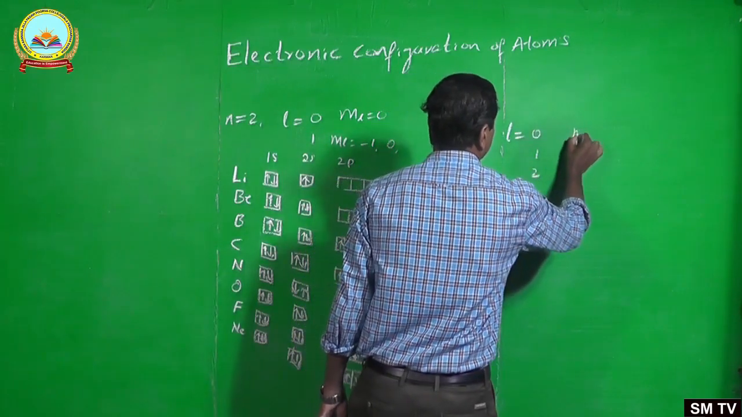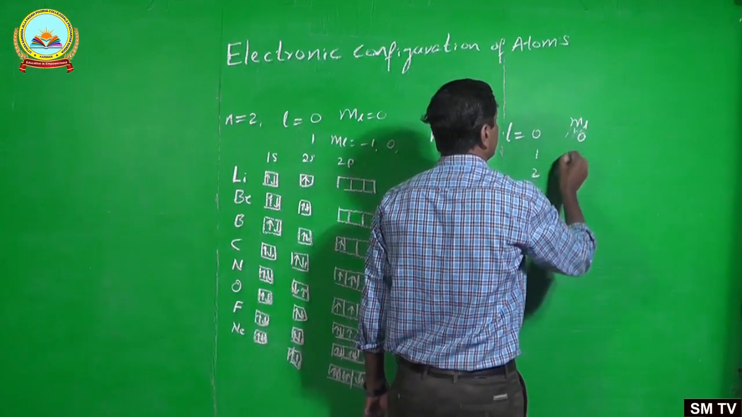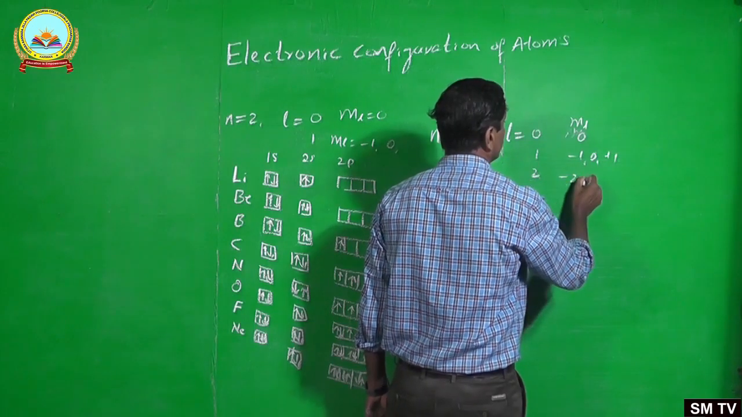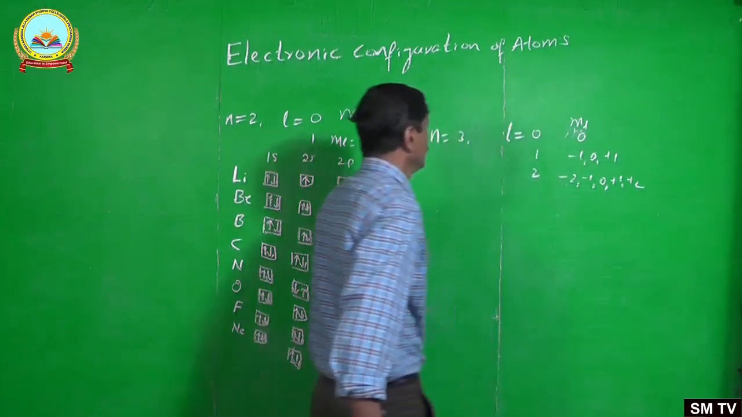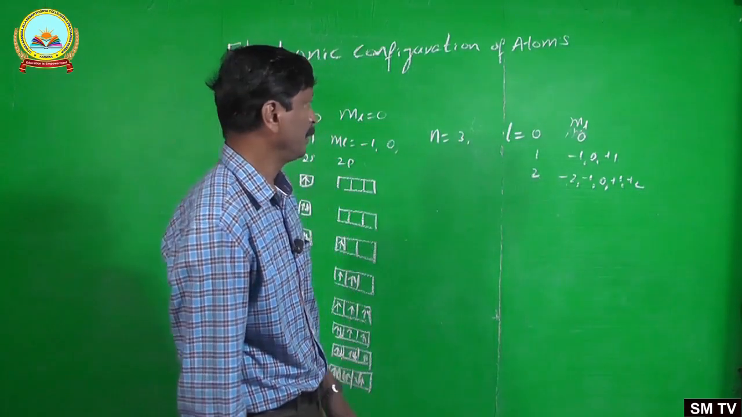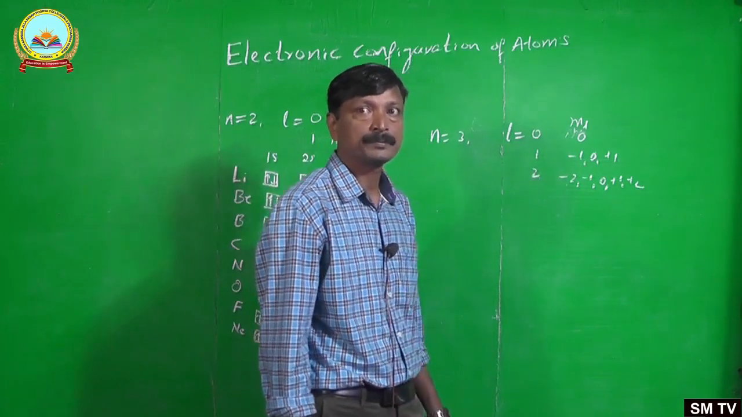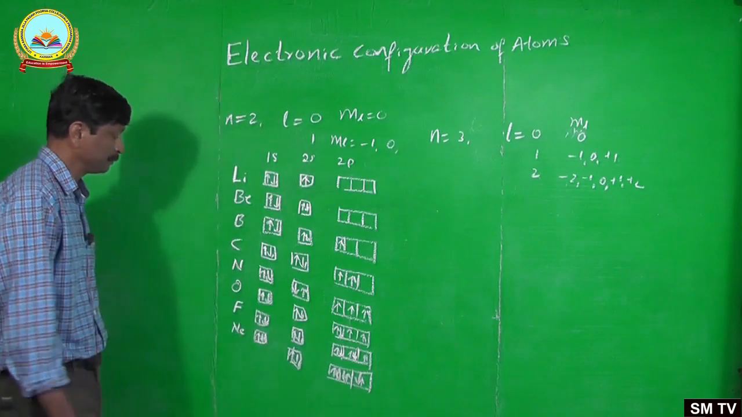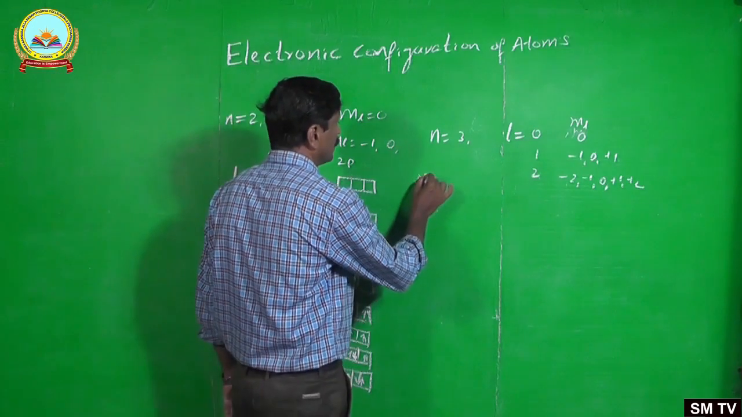Here ml is equal to what? ml is equal to 0, here minus 1, 0, plus 1, here minus 2, minus 1, 0, plus 1, plus 2. In the third principal quantum number, how many orbitals do you have? Totally you have 9 orbitals. Here, the atomic number, what? 11 is sodium.